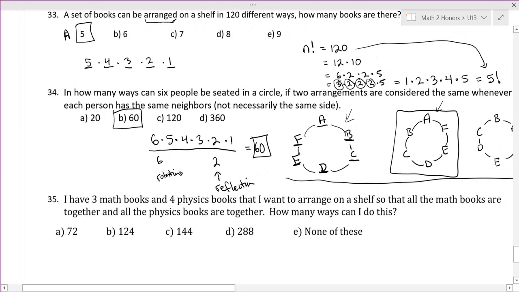It's a tougher problem, but it's an important problem to go back to and think about. If you changed up the numbers a little bit, what would happen? Again, think about rotations, think about reflections.